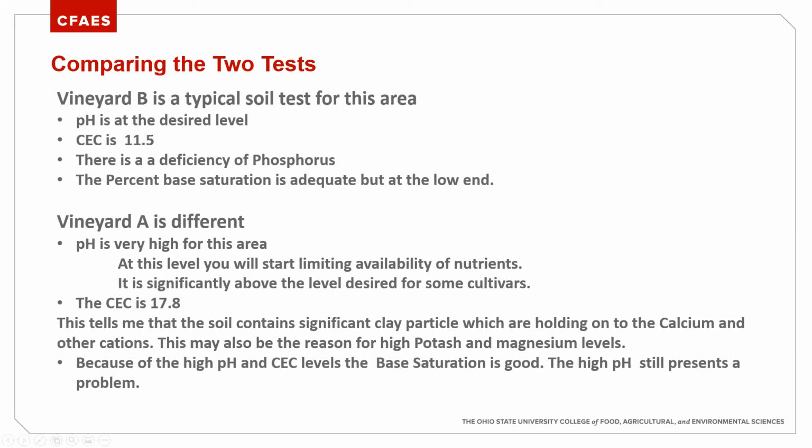Vineyard A, the pH is very high for this area. At this level, it will start to limit the nutrients that you have available. It is significantly above the desired level for some cultivars that may only want to have maybe a pH of 6.0. The CEC is 17.8. What does that tell us? We don't want to put any more lime on here. The more lime we put on, the more the pH will go up. It'll only cause an increase, and it's going to take quite a while for it to come down.